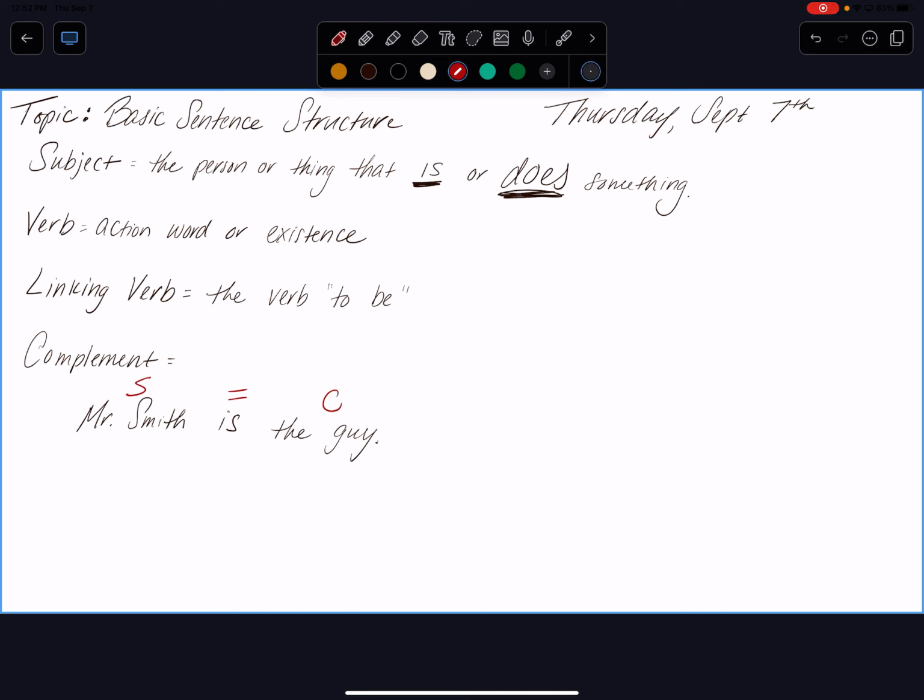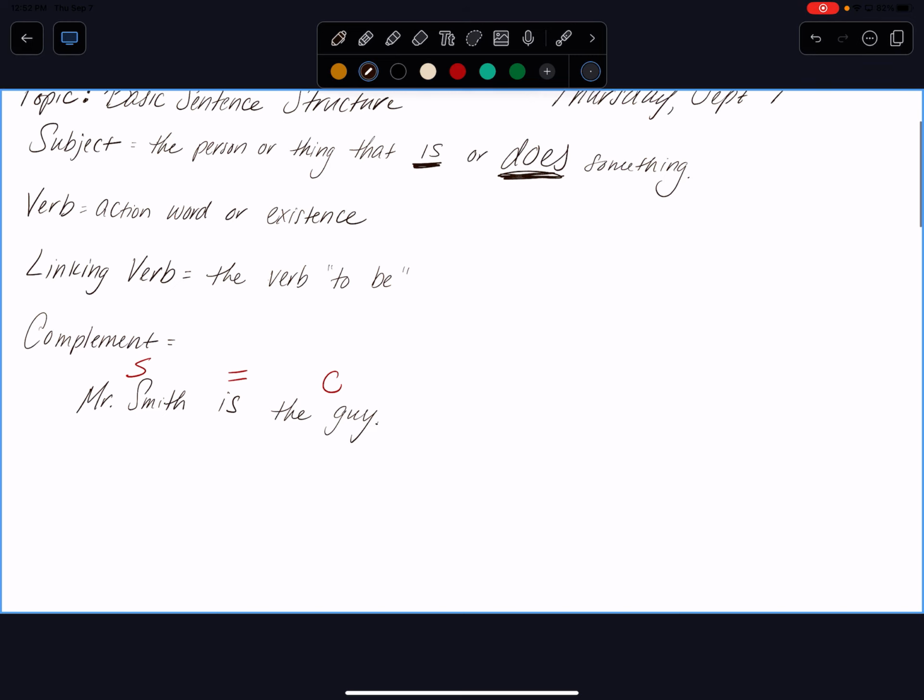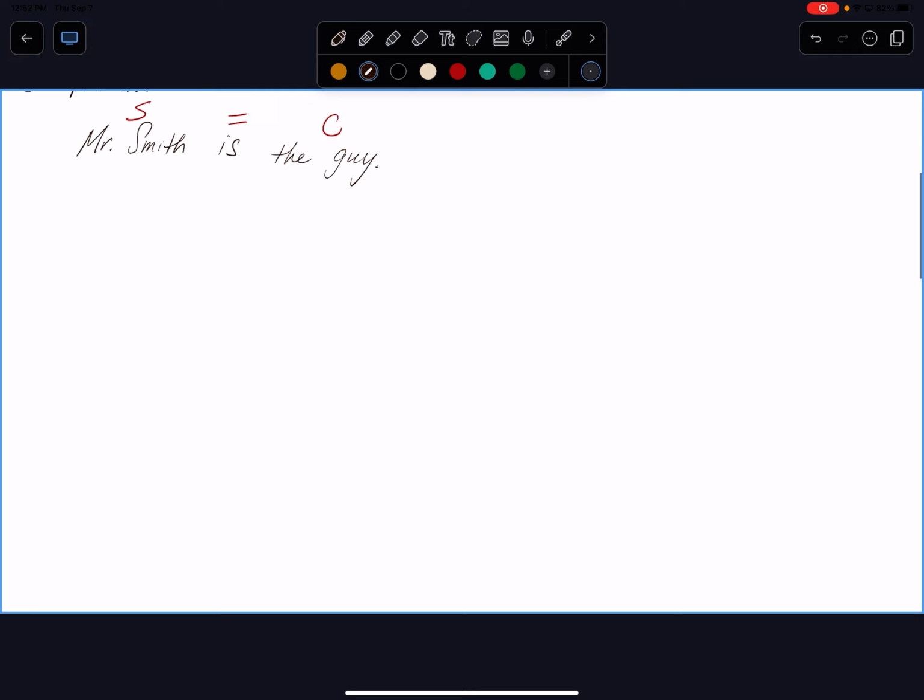You can walk up to Mr. Smith and say, Mr. Smith, you are the guy. He'll probably be like, what? We could have gone with that too. Mr. Smith is a man. Yeah, that makes sense. The guy was on the Mr. Jeffrey Smith. Oh, that guy. That guy, yeah.